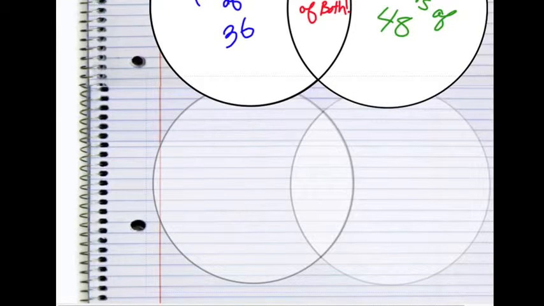And first we're going to do the factors of 36. So we can create our factor rainbow of 1 times 36, 2 times 18, 3 times 12, 4 times 9, and also 6 times 6, right?